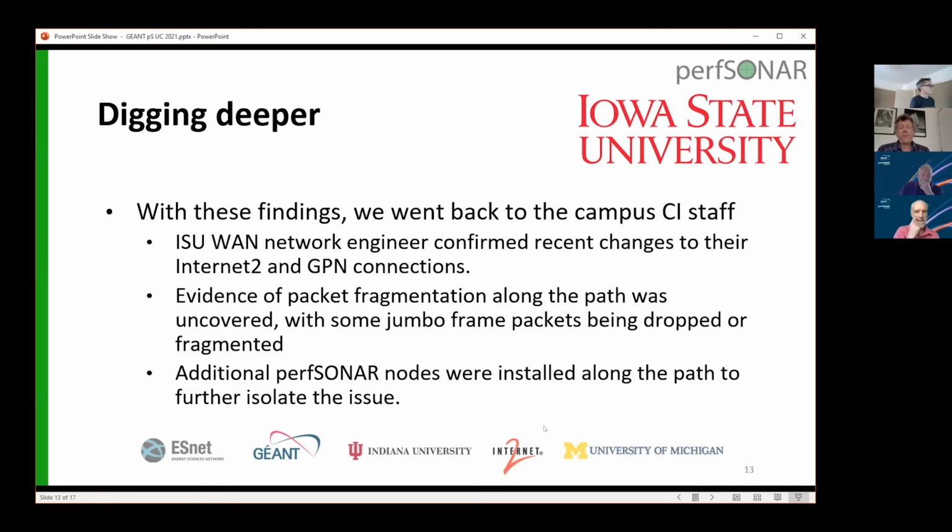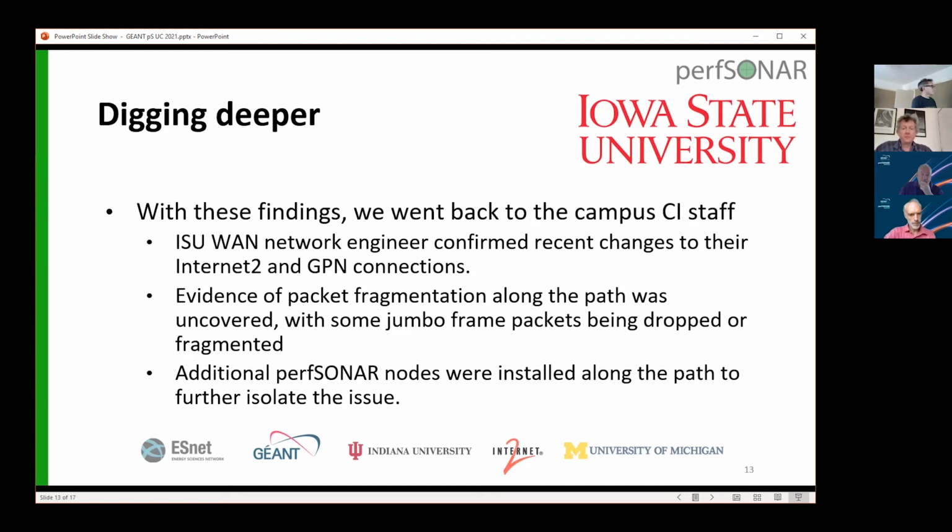So we went back to the CI staff and we told them, look, we think that there's something going on in your campus network. Can you tell us if there's been any changes to your connectivity recently? Because while this researcher was saying that the performance has never been great, just very recently in the past month or so, there's been a large performance drop off. And so it turns out that ISU gets their connection from GPN, and really GPN is just providing an Internet 2 connection to their campus.